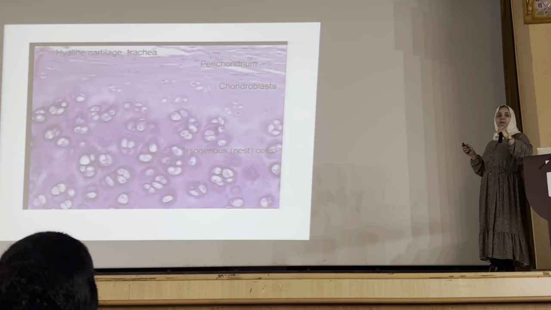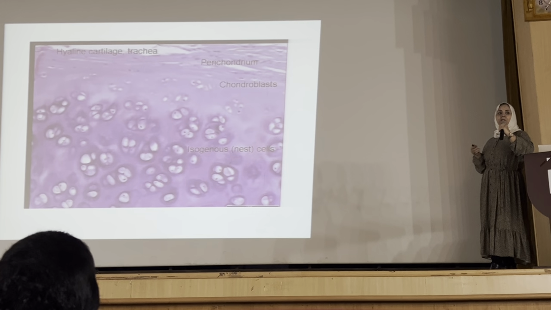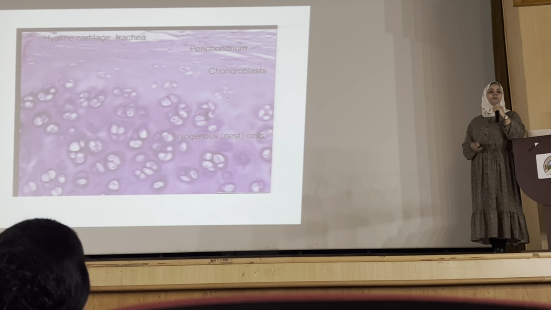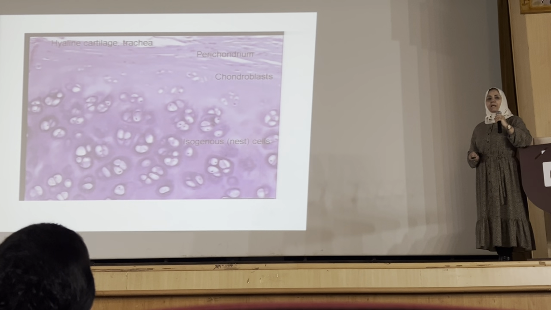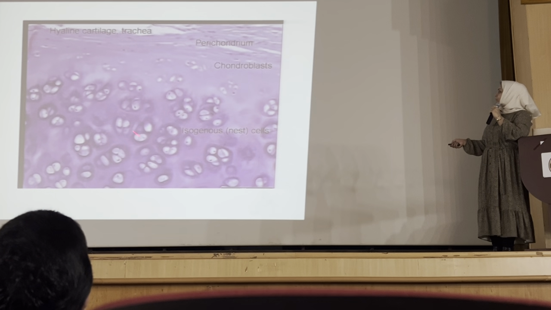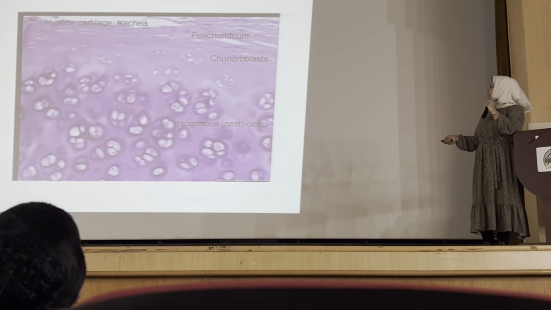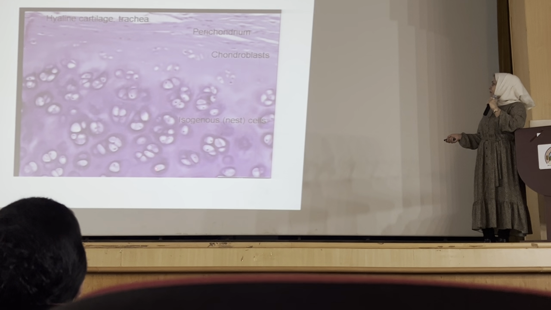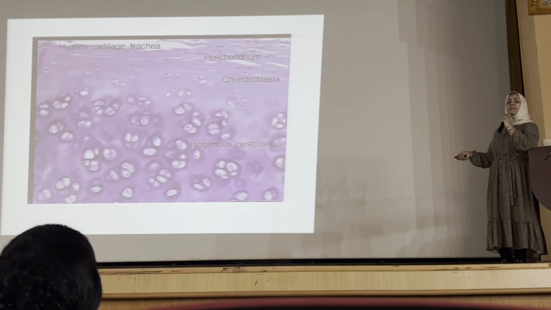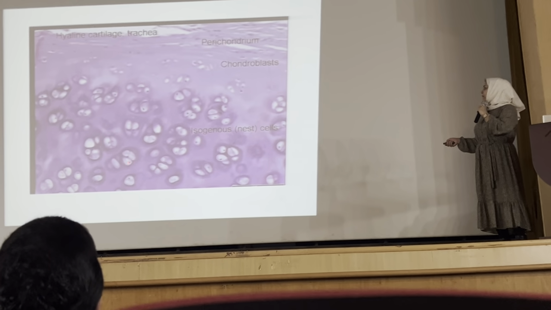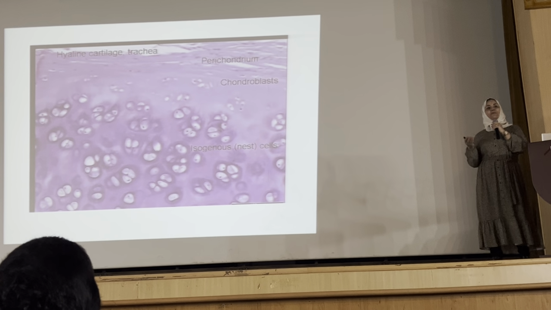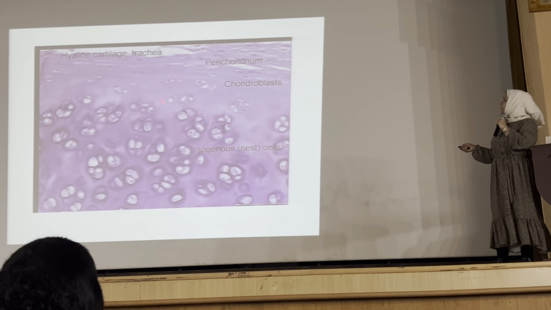Not all the lacunae contain the equal or the same number of chondrocytes. This means the chondroblast here, for example, underwent two mitotic divisions. The result is four chondrocytes, and so on.